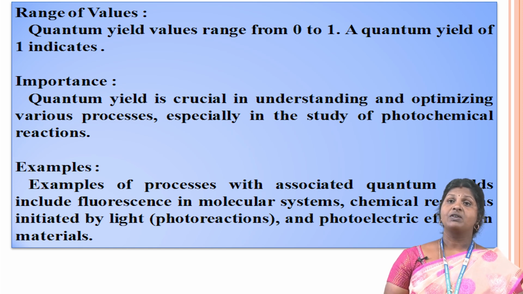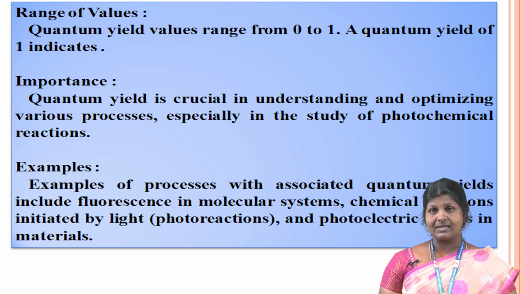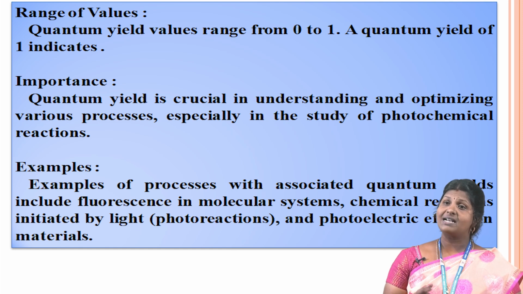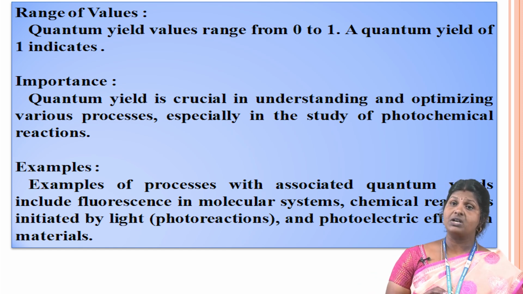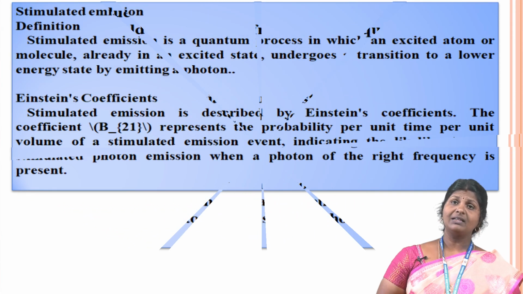For example, processes with an associated quantum yield include fluorescence in molecular systems, chemical reactions initiated by light, and the photoelectric effect in materials. Different processes and materials may have varying quantum yields, and understanding these values is essential for applications such as solar energy conversion and the development of light emitting devices.